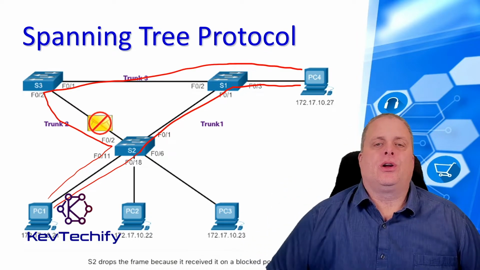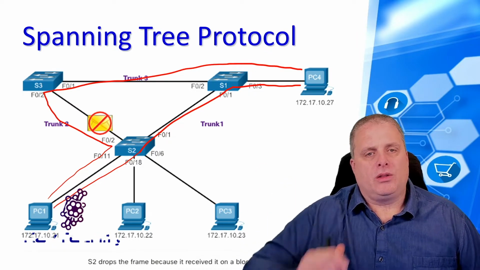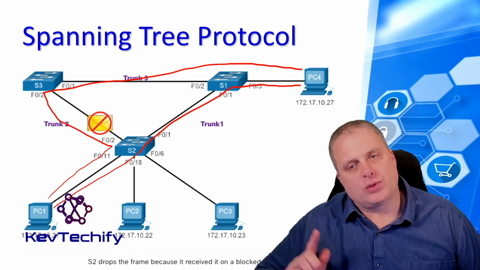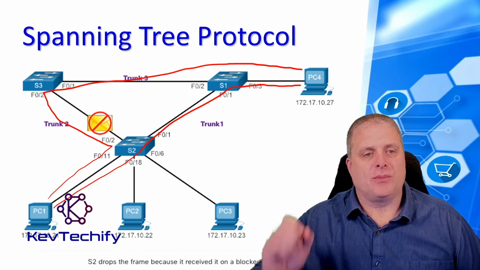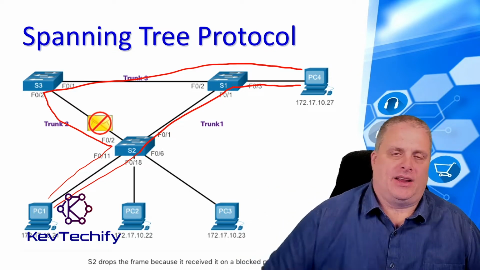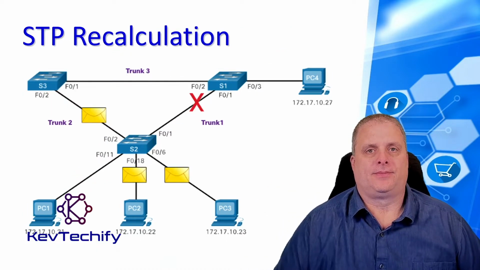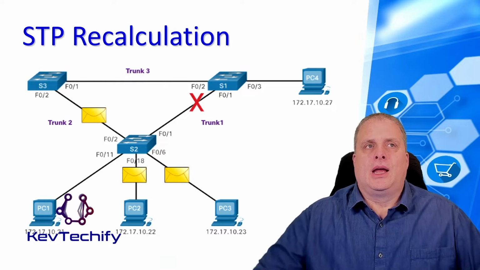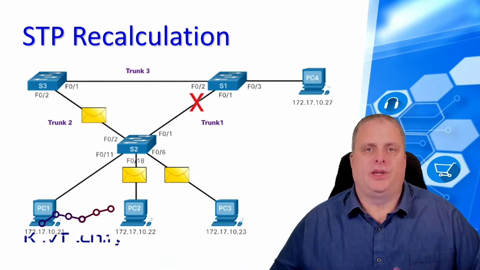What spanning tree protocol does is it figures out what the routes are, what's the best route, and routes traffic that way. Then if something happens, we will fall back to that secondary route. Spanning tree protocol compensates for a failure by doing a recalculation.